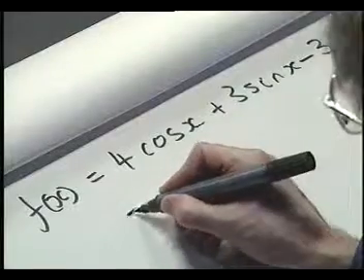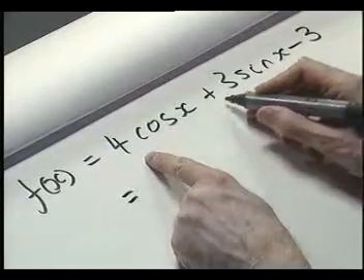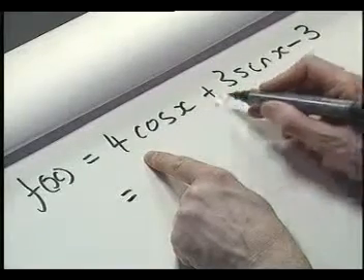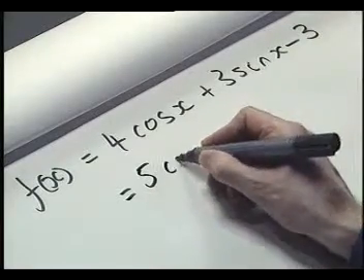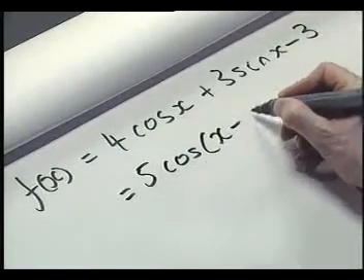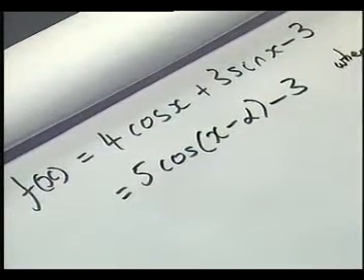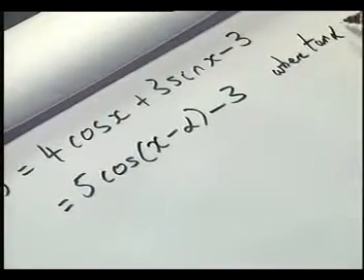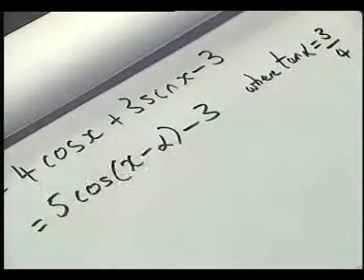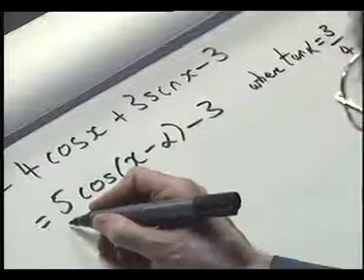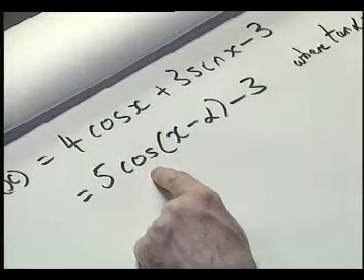Well, knowing what we do know from the previous work that we've done, we know that we can express this bit, 4 cos x plus 3 sine x, as 5 cos of x minus alpha, and then the minus 3, where tan alpha is 3 over 4, b over a. Now, this function is now very easy to deal with because we know all about a cosine function.